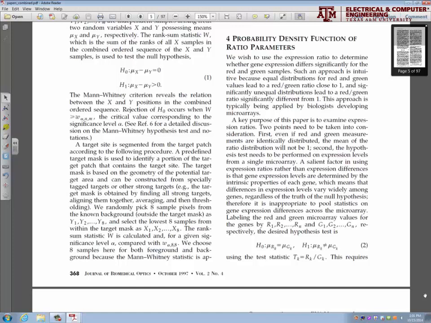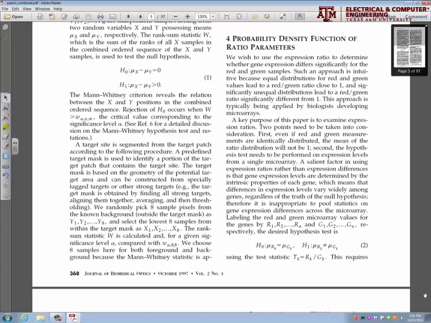So then after that, you randomly pick 8 sample pixels from the known background, outside the target mask, call them y1 through y8, and select the lowest 8 samples from within the target mask as x1 through x8. Now you apply the rank sum statistic. W is going to be calculated, and for a given significance level alpha, you're going to compare it with the value that you get from the tables.